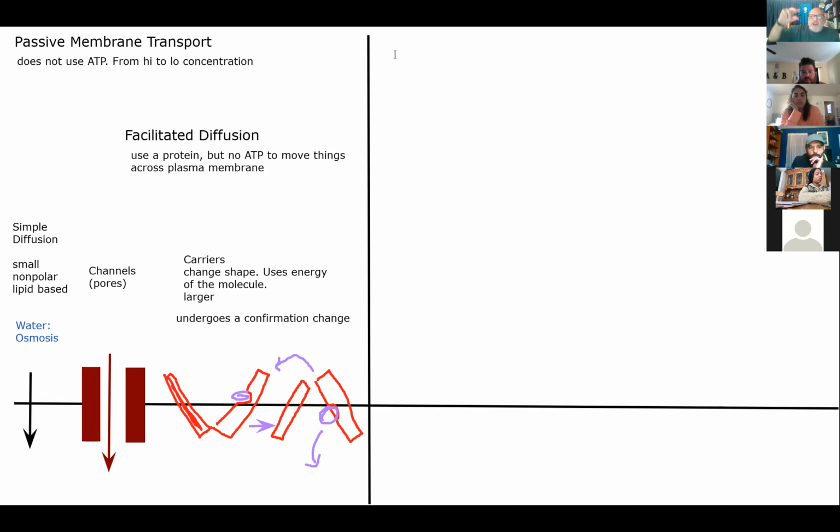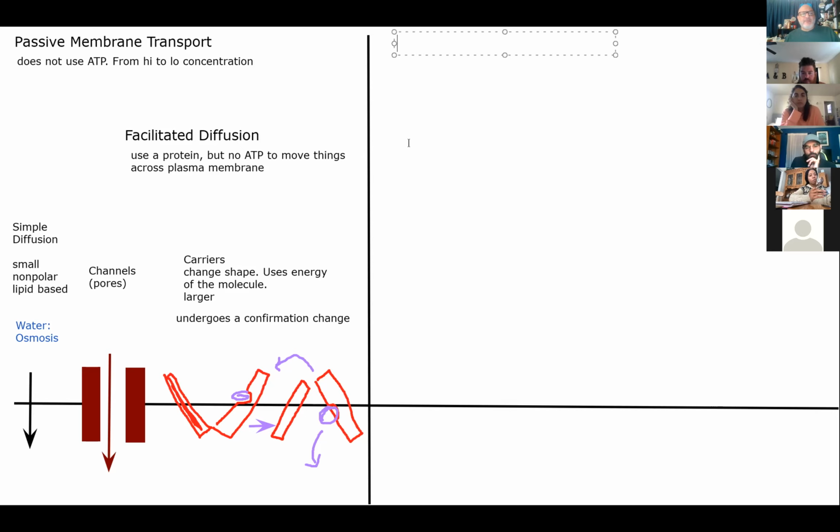The same way that a positive magnet pushes another positive magnet away, those kinds of electrical forces can be what's being used. So it's not using ATP, it's just using the kinetic energy of the molecule and the attractive and repulsive forces of the functional groups to change its shape. Yep, great question. Any others?